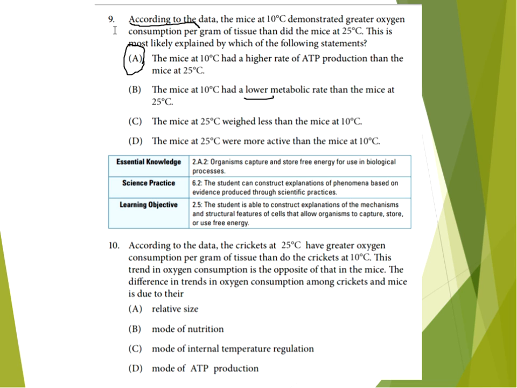So the correct answer here is going to be A. The mice at 10 degrees Celsius had a higher rate of ATP production than the mice at 25 degrees Celsius. Because in producing the ATP, remember we have to use oxygen in cellular respiration to do that. And so that's why the consumption of oxygen would be greater at the 10 degrees.